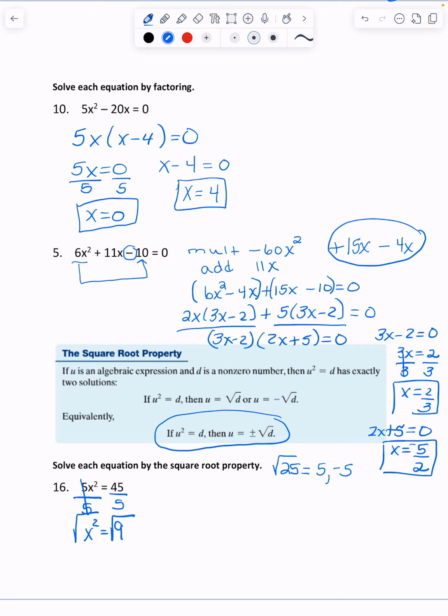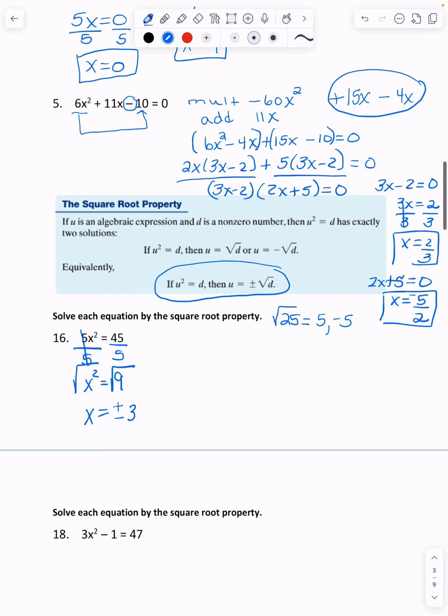The square root of x squared is x. What you have to remember when you take the square root of the right side: what two numbers am I squaring to get 9? It's going to be plus minus 3. That's the same thing as saying positive 3 and negative 3 are my answers. So remember with the square root property, please make sure that you get the part that is squared by itself.